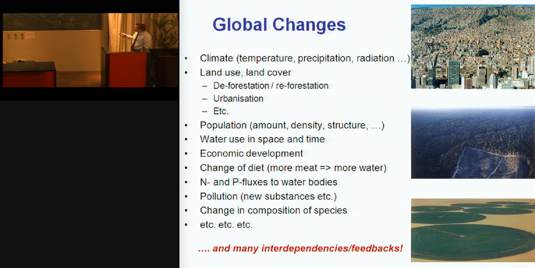Changes of the nutrient fluxes. P is here phosphorus, N is nitrogen to the water bodies. Population, etc., etc. So many things are changing at the same time.